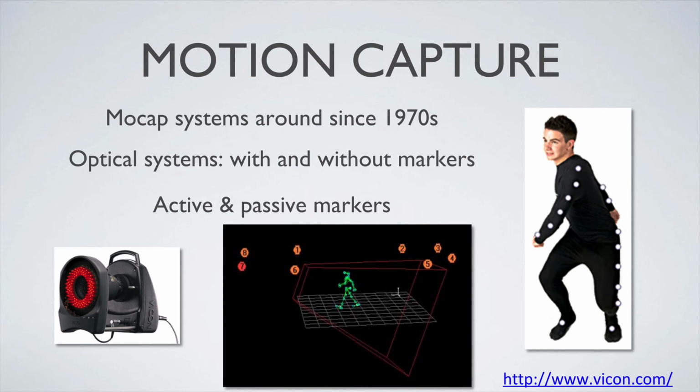On to motion capture. Motion capture systems have been around since the 1970s, but optical systems have been particularly popular in the last 20 years. We have active and passive markers. This is a system that has a camera, the Vicon system, with a number of infrared illuminators here, and the Lycra suits you wear may have a number of reflective balls that are more easily lit up with infrared light than the rest of the suit.